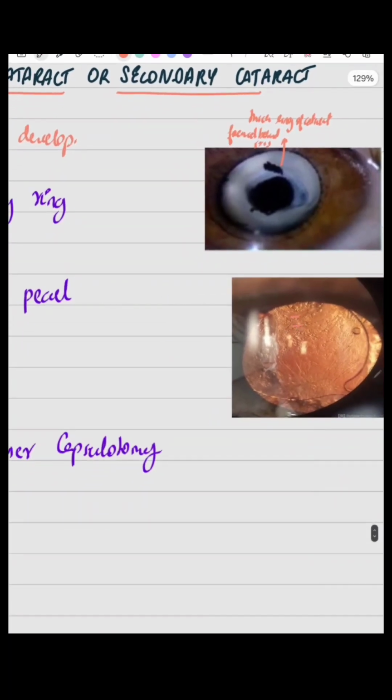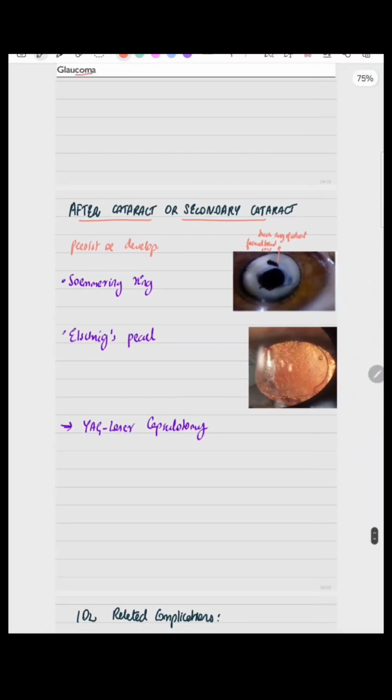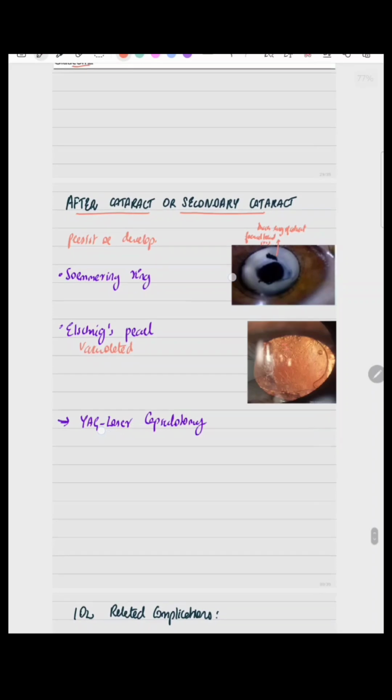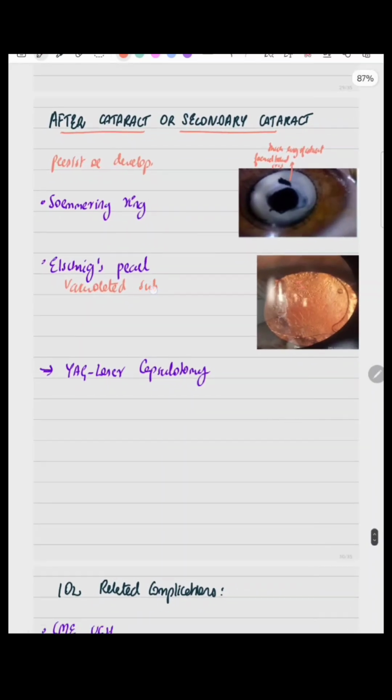These are the Elschnig's pearls. They are vacuolated subepithelial cells clustered like soap bubbles along the posterior capsule. Treatment: with a thin membranous cataract, we do a YAG laser capsulotomy.